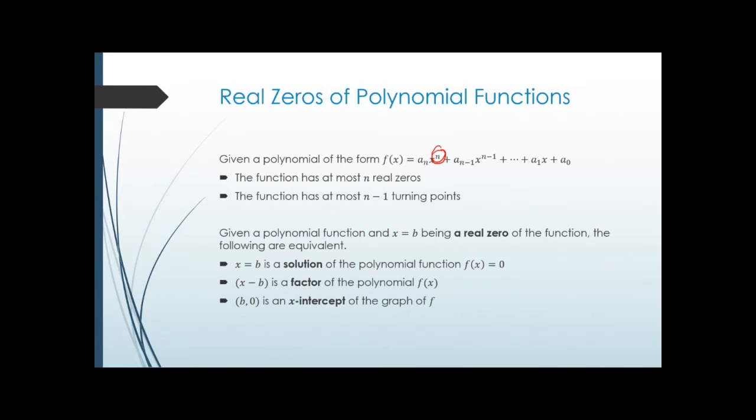Then given that we have some polynomial, and let's say b is a 0 of the function. What that means is that x equals b is a solution when that function is equal to 0. So when you set your equation equal to 0 and solve for x, you get zeros. That's why they are called zeros. And so they are solutions to that equation.